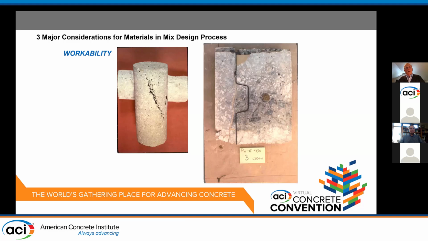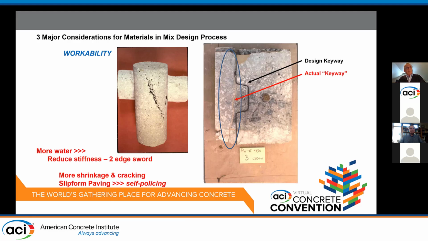Other times, you may find the concrete gets, quote, too wet. This is a joint process that I would never use today. It's a keyway longitudinal joint, and you can see the black line there illustrates where the keyway was supposed to be. It's not there. It's actually over there, and you can see the dowel bar off to the right also. So the usual fix is, well, add more water, the mix will be good. Well, again, it's a two-edged sword. You may get a more workable mix, but you may end up with more shrinkage and more cracking.